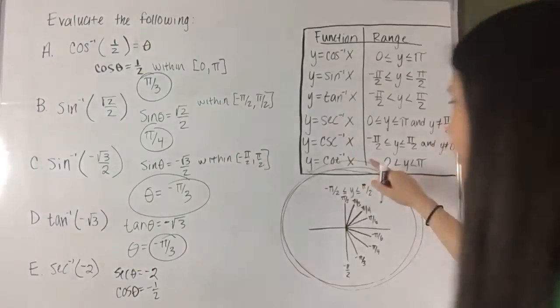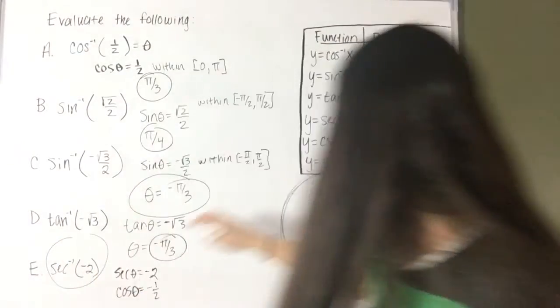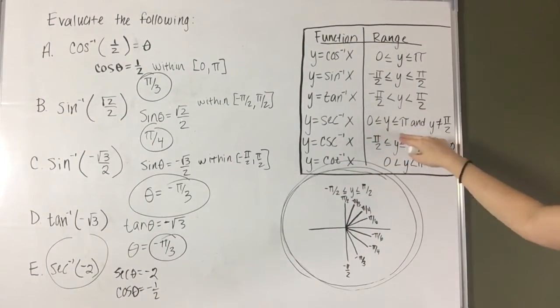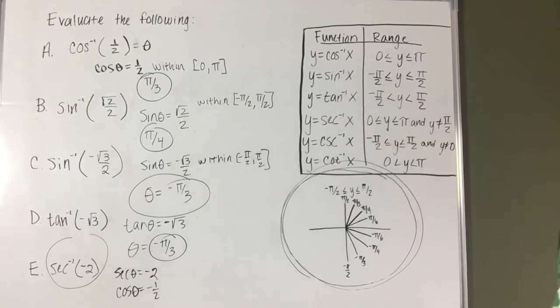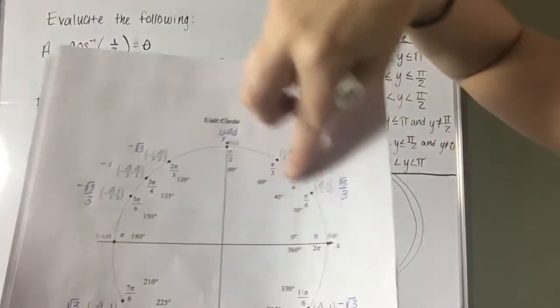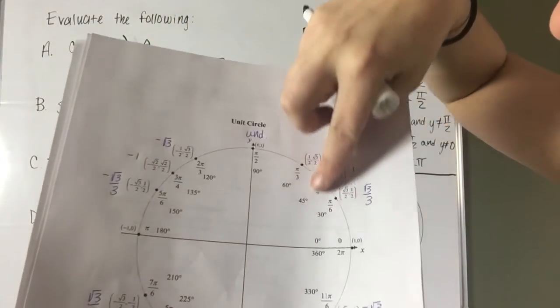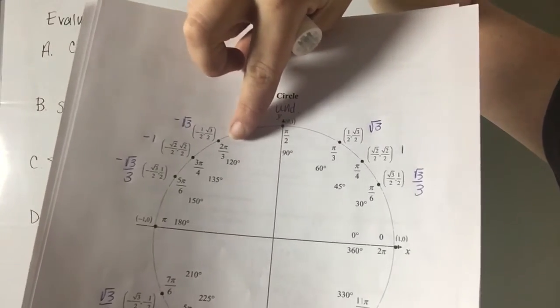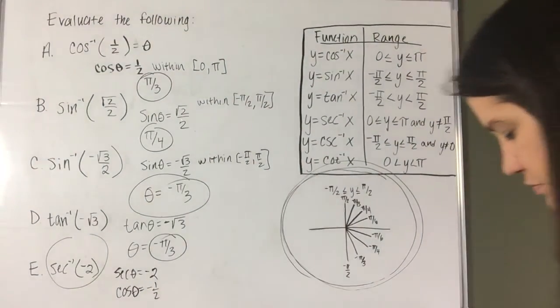Well, we look at over here. We're actually answering an arc secant question. So look at arc secant. We have to give an answer between 0 and pi, not including pi over 2. So that means we're looking from 0 to pi, right? First or second quadrants. Where is cosine negative 1/2? Right here. So the answer is going to be 2 pi over 3, right?